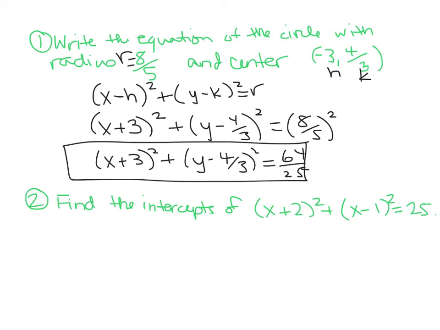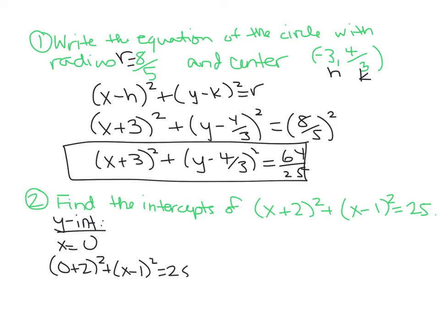For our next example, we're actually given an equation of a circle, and we're going to find the intercepts of this circle. So these often are not very nice numbers, that's fine. So let's go ahead, we're going to find our intercepts. To find your y-intercept, remember, you are going to set x equal to 0. So if we plug in 0 to that equation, we end up getting this right here. You will get 4 + (x - 1)^2 = 25.